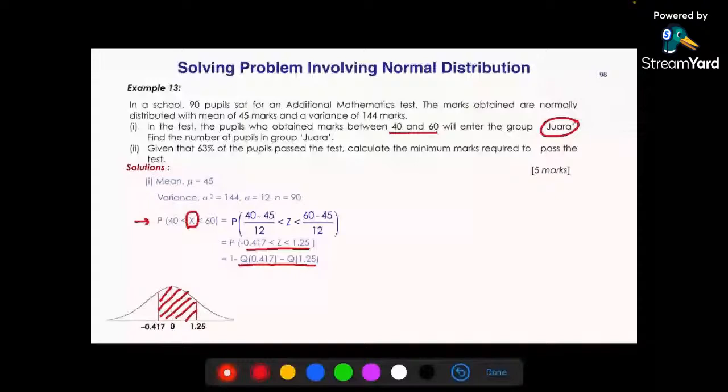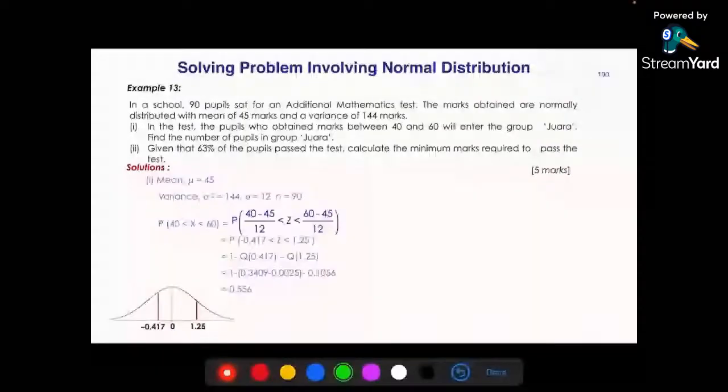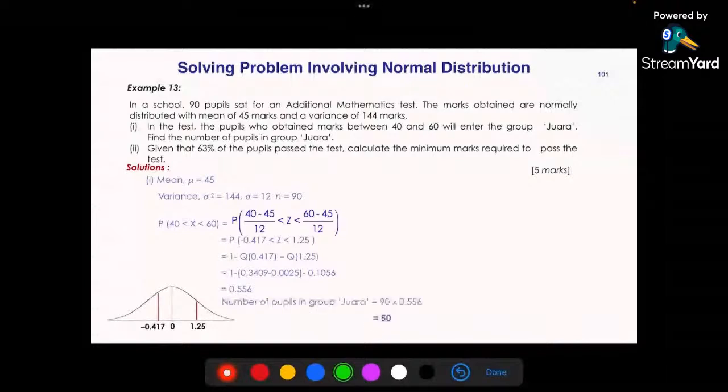So kita akan dapat kat sini 0.566. This is the probability orang yang dapat between yang manage to get marks 40 to 60. So dekat sini, kita nak number of pupils, hence number of pupils in group juara akan jadi just 90 times 0.556, kita akan dapat 50 students. Okay, now kita pergi pada example 13.